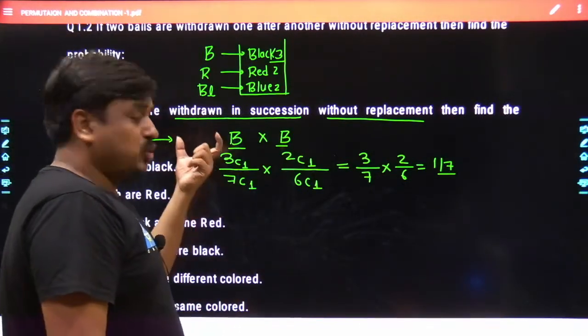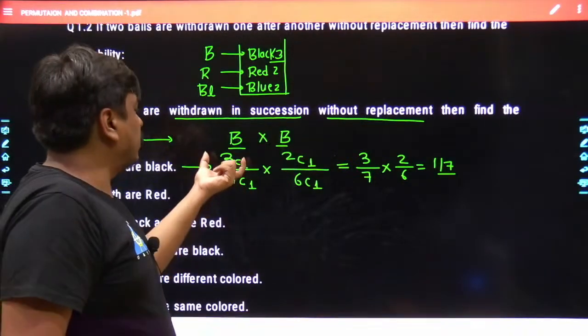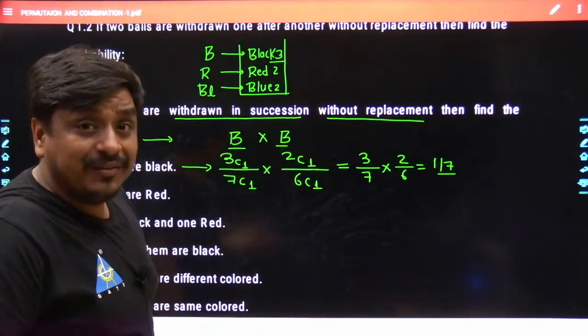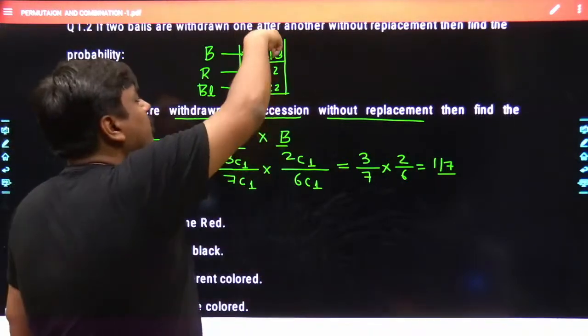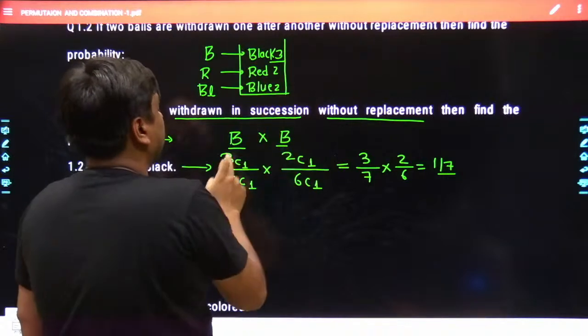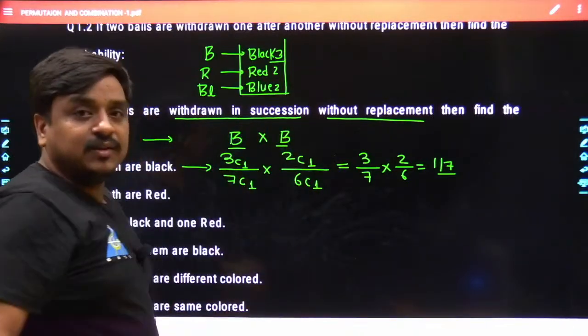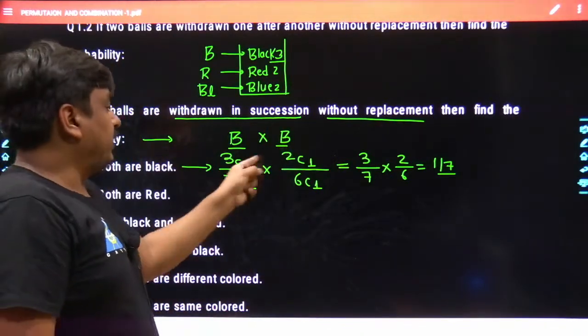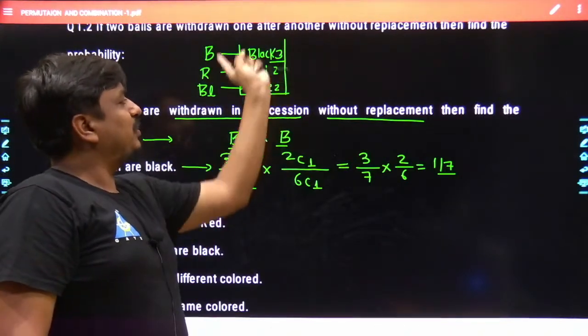But here you strictly want to withdraw that ball from the black. How many ways could it be done? Either you could have withdrawn the first ball, the second ball, or the third ball. How many ways? 3C1, and 3C1 is nothing but 3. And now that ball has been discarded.